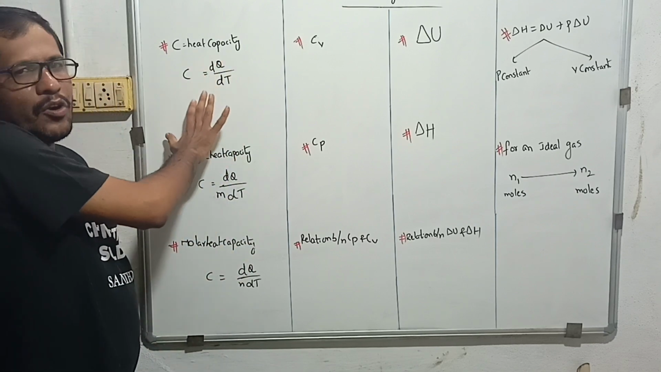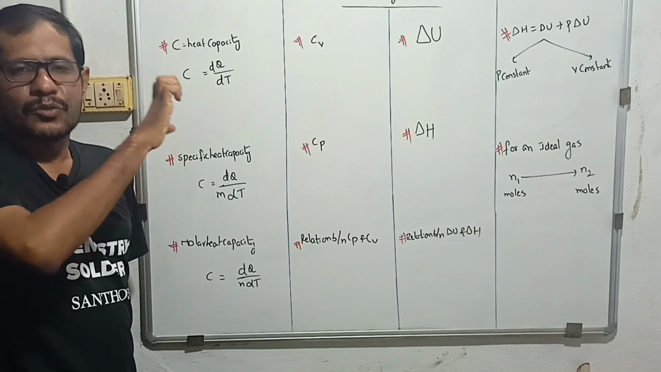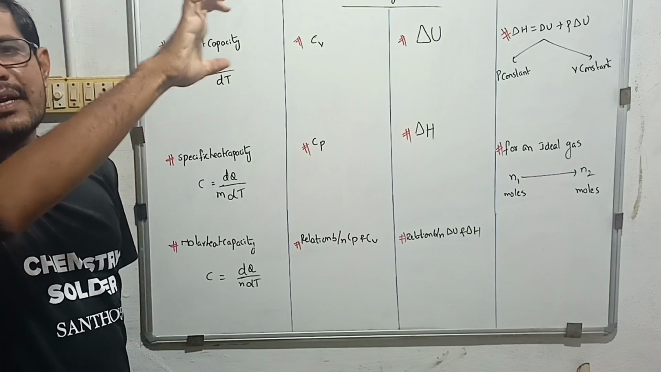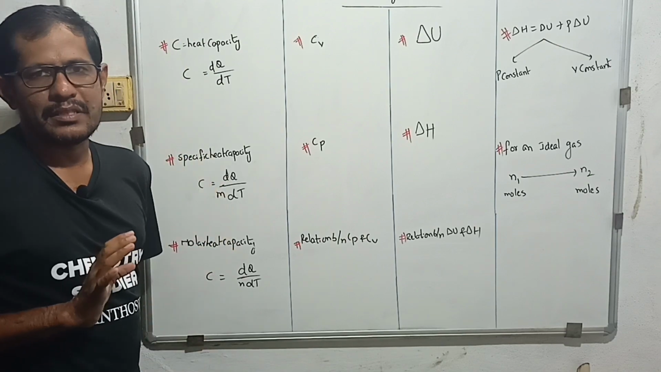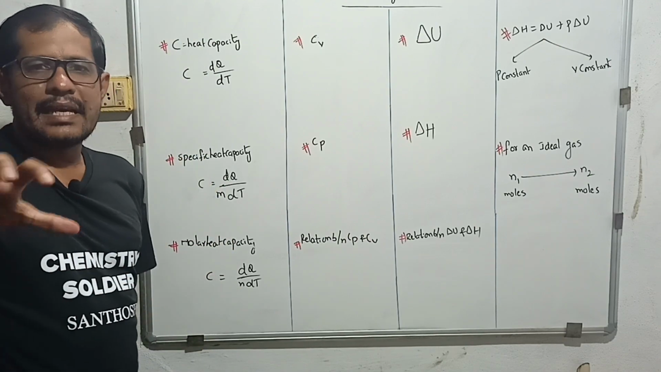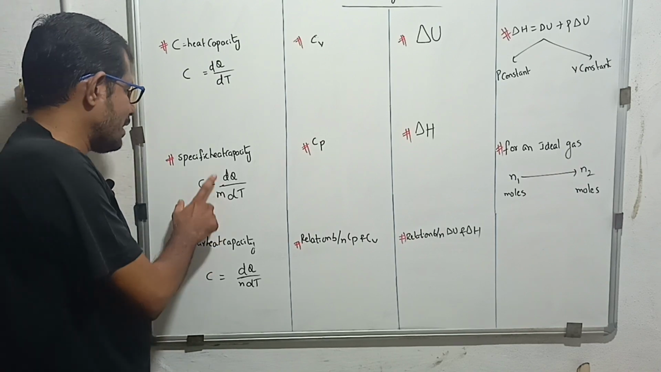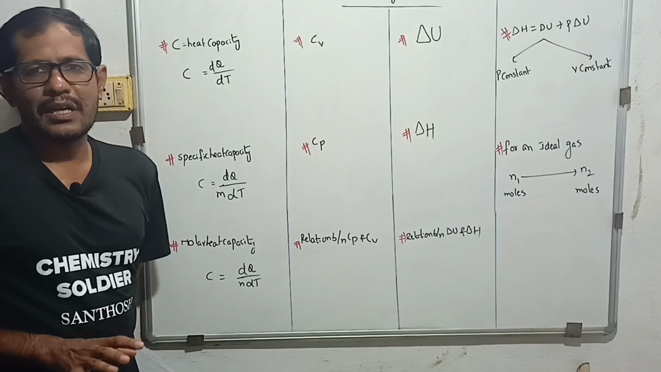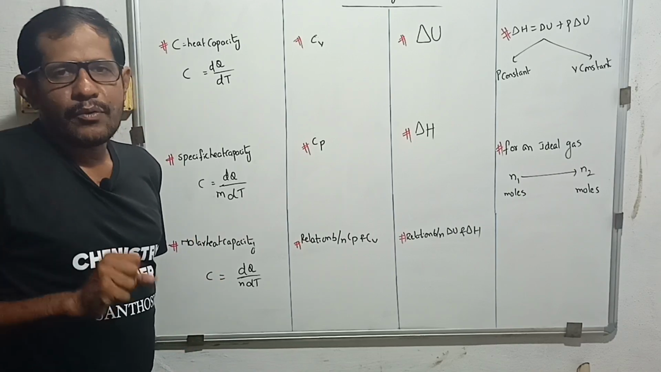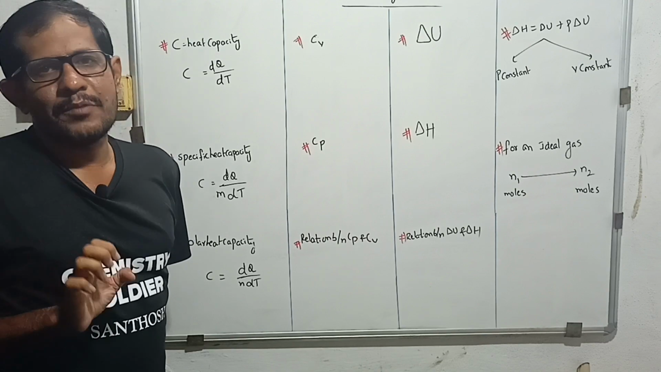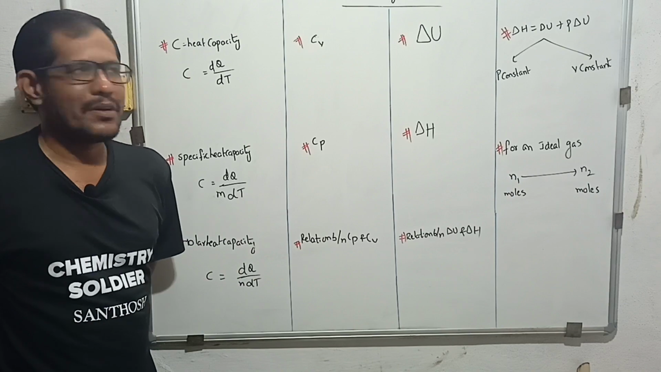Don't mention grams or moles, just give the statement: the heat required to raise the temperature by 1 degree centigrade or 1 Kelvin is called heat capacity. For specific heat capacity, the heat required to raise the temperature of 1 gram of substance by 1 degree centigrade or 1 Kelvin. For molar heat capacity, the heat required to raise the temperature of 1 mole of substance by 1 degree centigrade or 1 Kelvin.